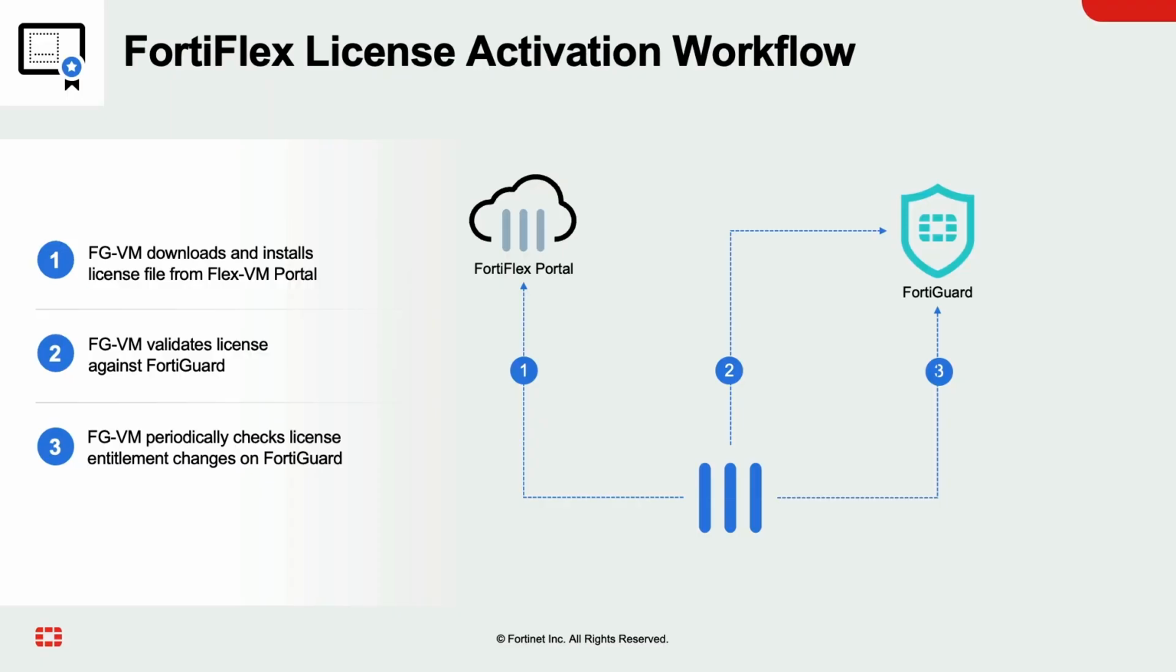FortiFlex license activation starts when the FortiGate VM downloads and installs the corresponding license file from the FortiFlex portal by using the license file token. After the reboot, the FortiGate VM validates the license against the FortiGuard server. The FortiGate VM periodically checks for changes in the license entitlement, for example, adding or removing vCPU or changing security services.